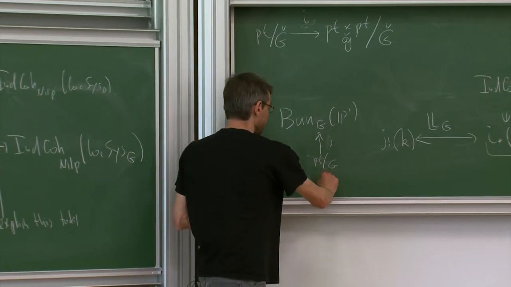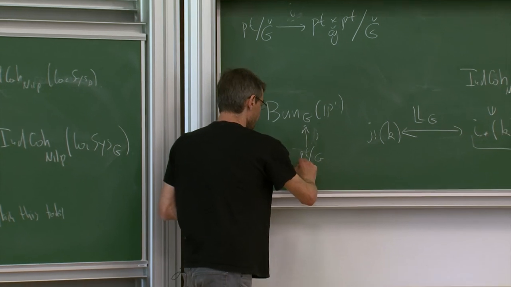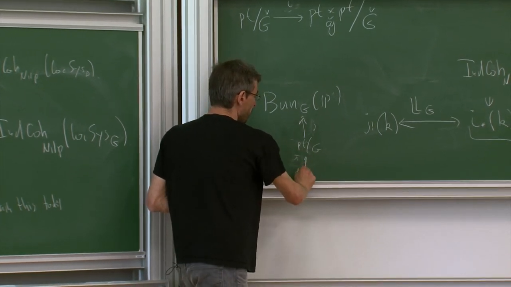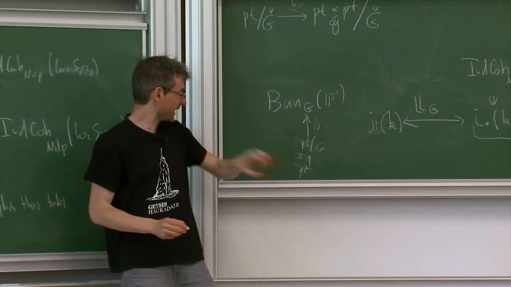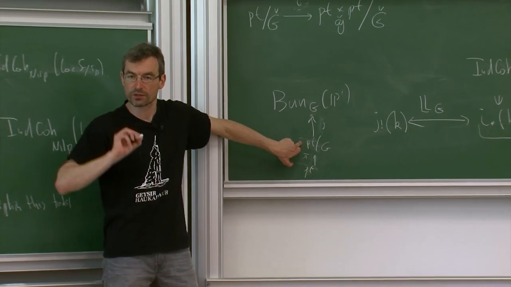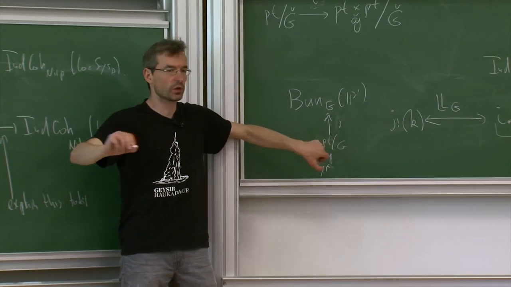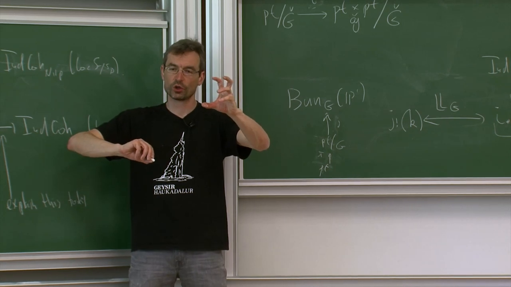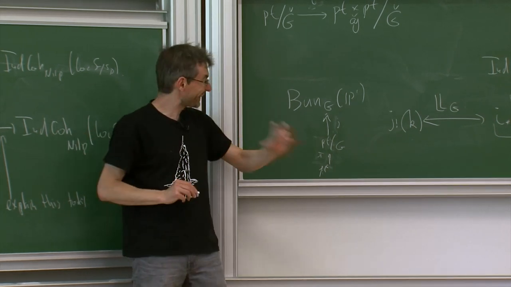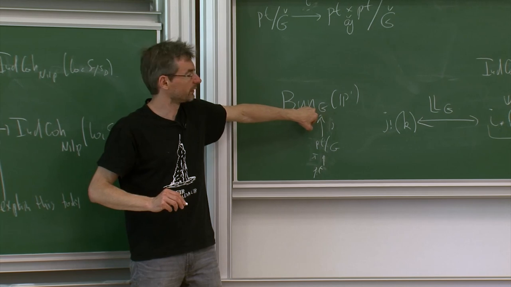Instead, you can modify. Consider the map from the point to the classifying stack and take the constant sheaf there and map it to the classifying stack. So it's something whose fibers are the cohomology of the group. And this is compact now.